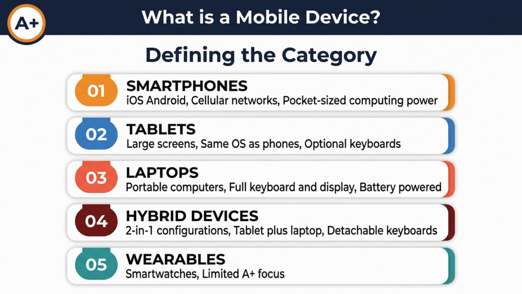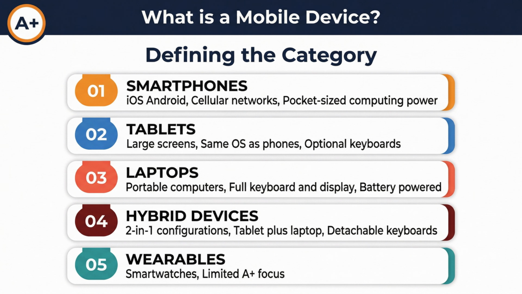Tablets are essentially large-screen devices that often share the same operating systems and internal architectures as smartphones, but offer a bigger display and sometimes a keyboard accessory. Mobile devices include laptops. A laptop is a self-contained portable computer.